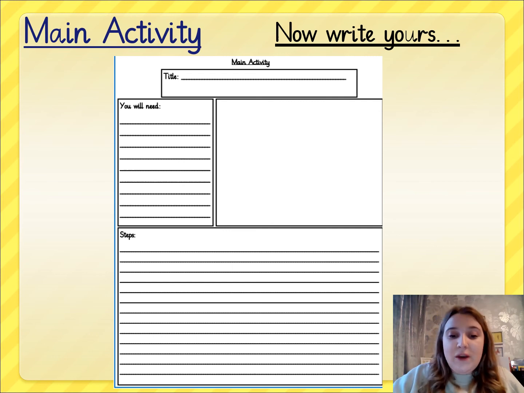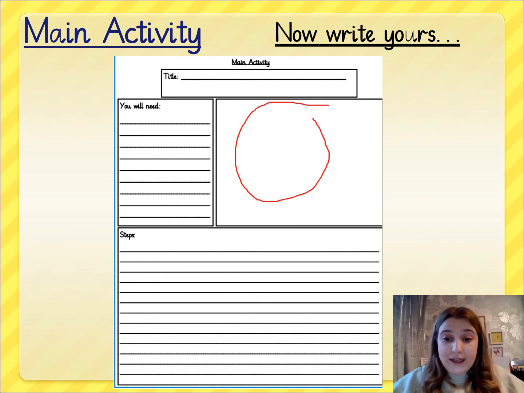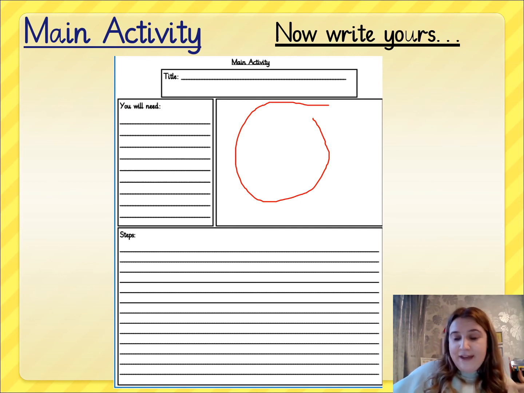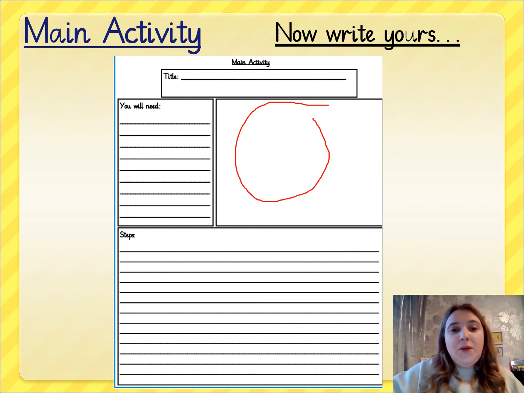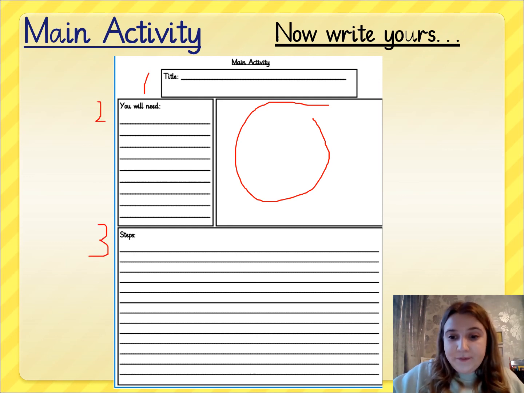Now, if you're wondering what the box is for here, that's for your diagram. So you could draw the picture of your superhero on top of the world. You could draw a picture of your superhero and label them. It's your diagram, it's up to you. You will need to fill in the title first, then the you will need section, and then the steps.